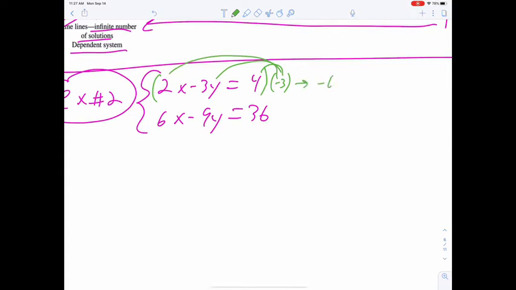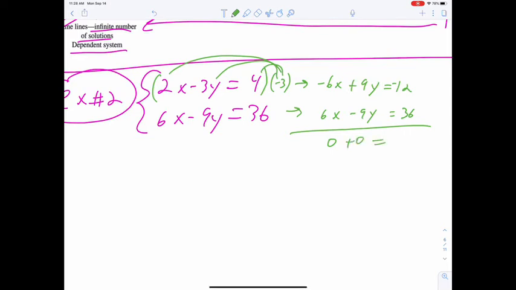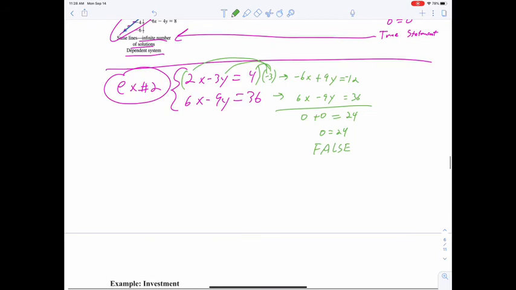And let's see, so we'll get negative 6x plus 9y equals negative 12. And we get this positive 6x minus 9y equals 36 because we're just copying that second equation down. Now we add straight down, right? So that one we know is a 0. That one we know is also a 0, but negative 12 plus 36 is 24, right? So 0 equals 24, that's a false statement, right? 0 does not equal 24.